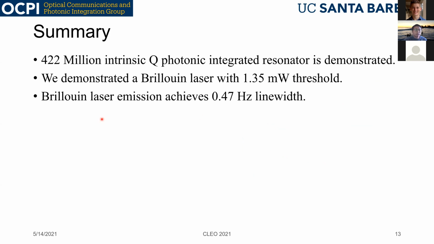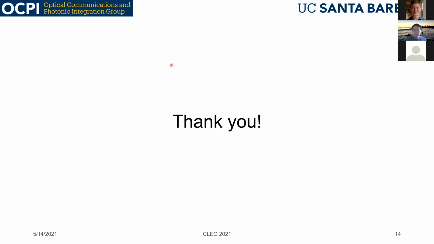Finally, I would like to summarize my talk by saying we demonstrate a 422 million intrinsic Q photonic integrated resonator, and using this resonator, we are able to achieve Brillouin laser emission with a threshold of only 1.35 milliwatt and a minimum Schawlow-Townes linewidth of only half hertz. That's pretty much everything I have. Thank you everybody for your attention, and I would like to take any questions.